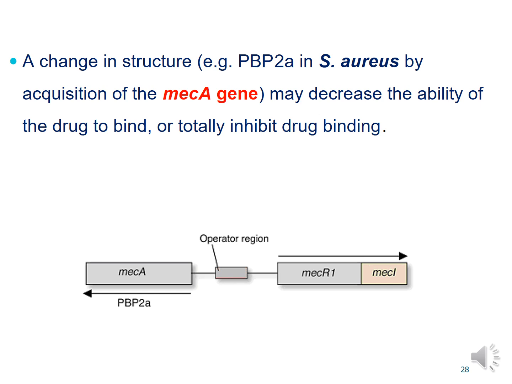A change in structure of penicillin-binding protein, for example, penicillin-binding protein 2 in Staphylococcus aureus, which is acquired through the mecA gene, decreases the ability of the drug to bind or totally inhibits drug binding.